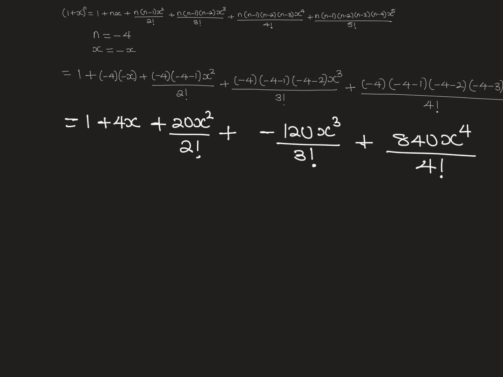You can see that. So this will be 1 plus 4x. So 20 divided by 2 factorial, you will have 10. So that will be plus 10x squared. Okay? Plus and minus will be minus. So 120 divided by 3 factorial is 20. So you're going to have 20x to the power 3.